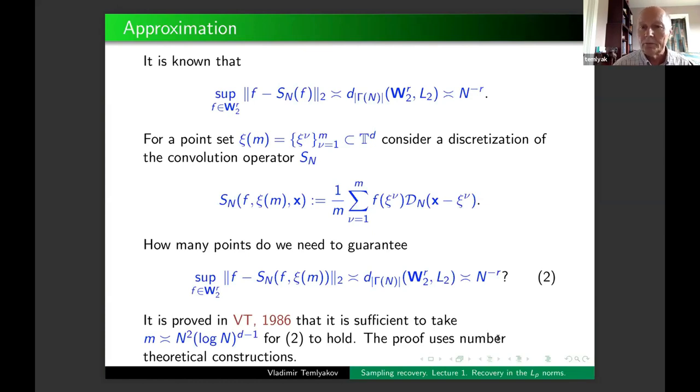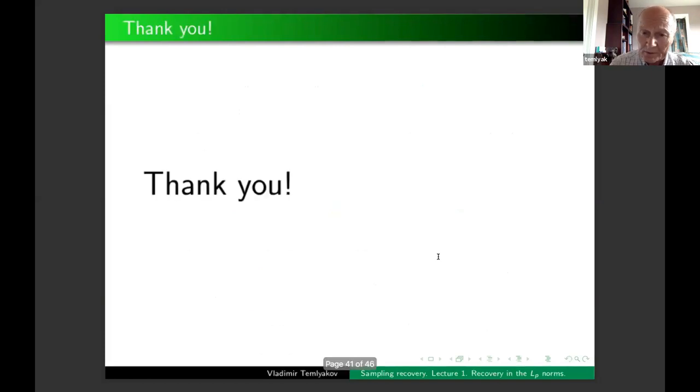And the proof was number theoretical because we needed to construct this point set in a very special way. But it is still not known if you can do that with the number M less than N squared. So I think it's kind of an interesting problem. It's more like discretization of a convolution operator. I think I will stop at this point. So thank you very much.